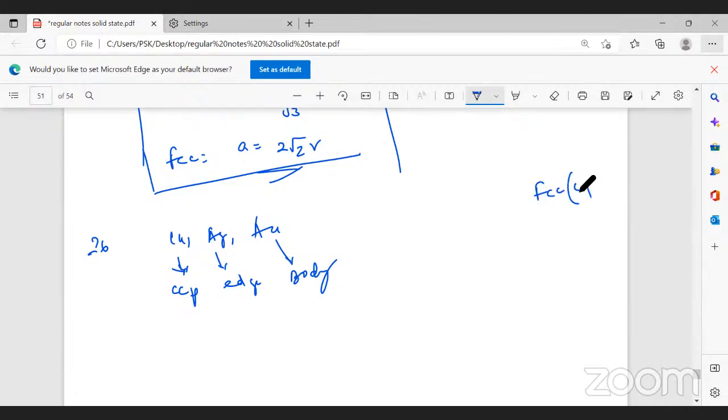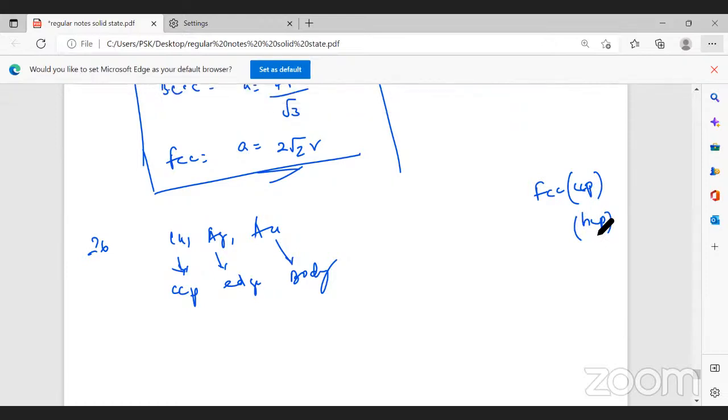Now remember, CCP means FCC crystal lattice, face-centered cubic. It is also called HCP. In the face-centered cubic lattice only, the packing will be maximum, 74%. So don't get confused if they write HCP or CCP. Both indicate the center of the face. So copper atom is present at the center of the face. What's the contribution for the copper atom at the center of the face?